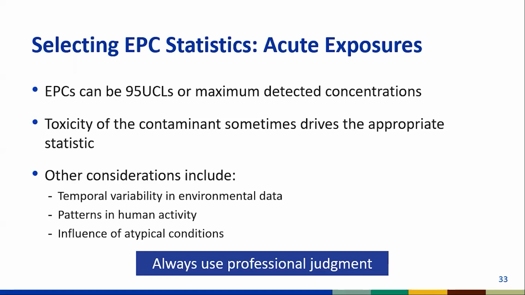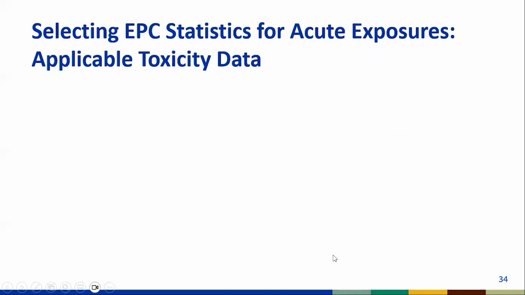It's important to note here that health assessors must rely on their professional judgment when selecting appropriate EPC statistics for evaluating acute exposures. Over the next few slides, I'm going to walk through different considerations when doing so, but please know that these are not necessarily rules that must be followed, but rather factors that should be carefully reviewed on a case-by-case basis. As I just mentioned, health assessors should consider available toxicity data as one of the key factors when selecting EPC statistics for acute exposures.